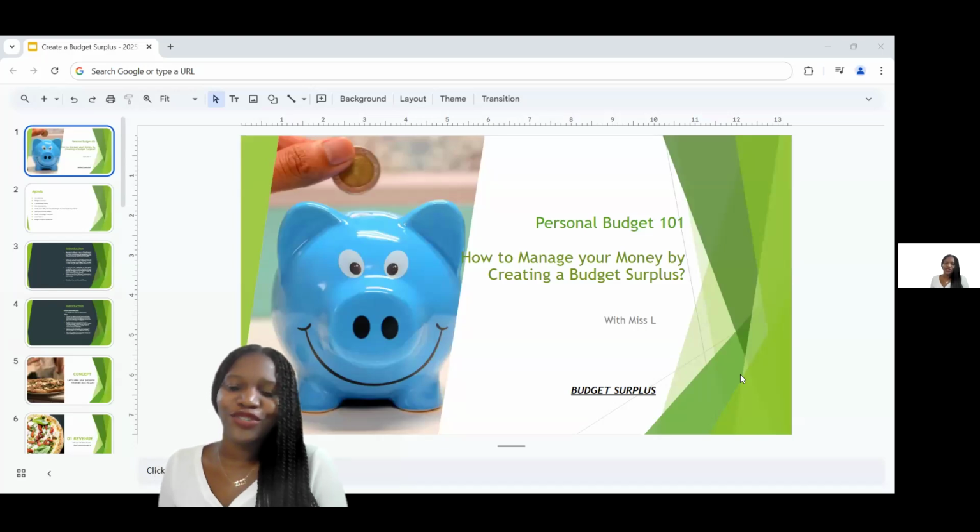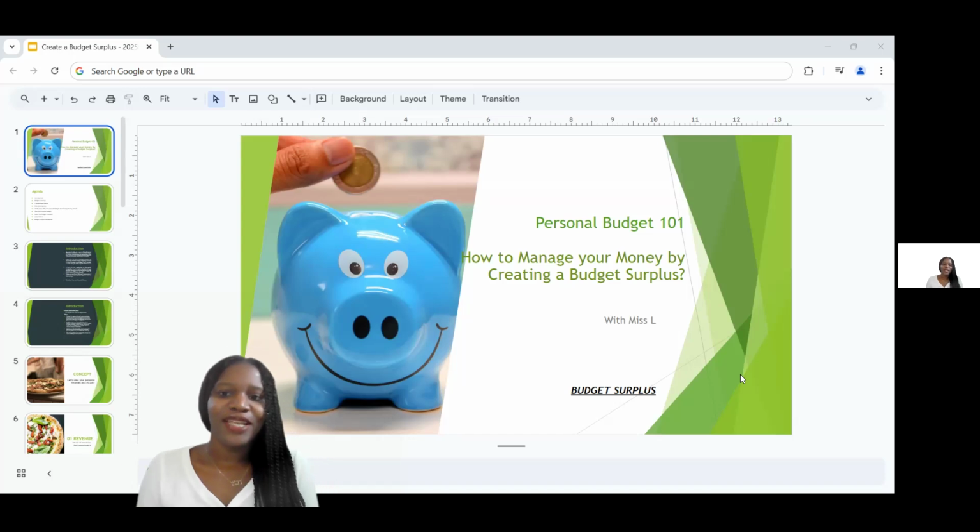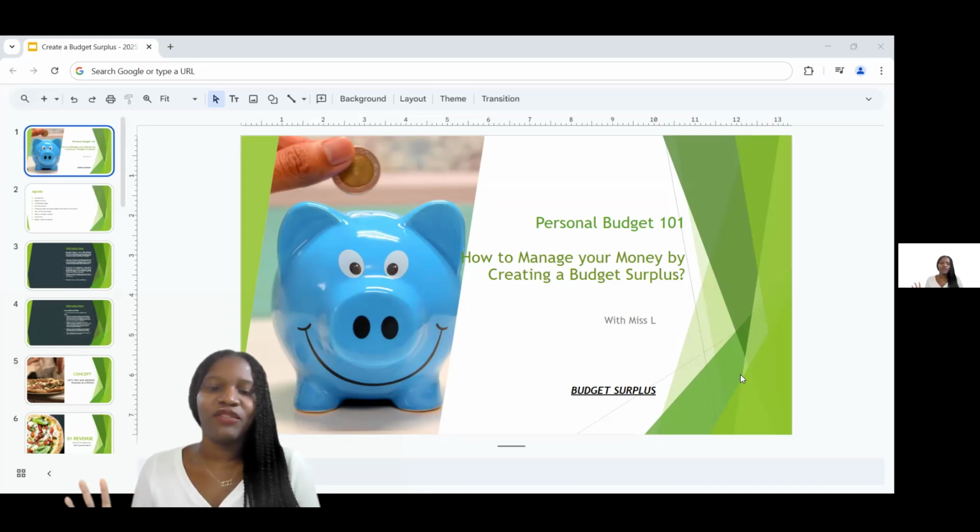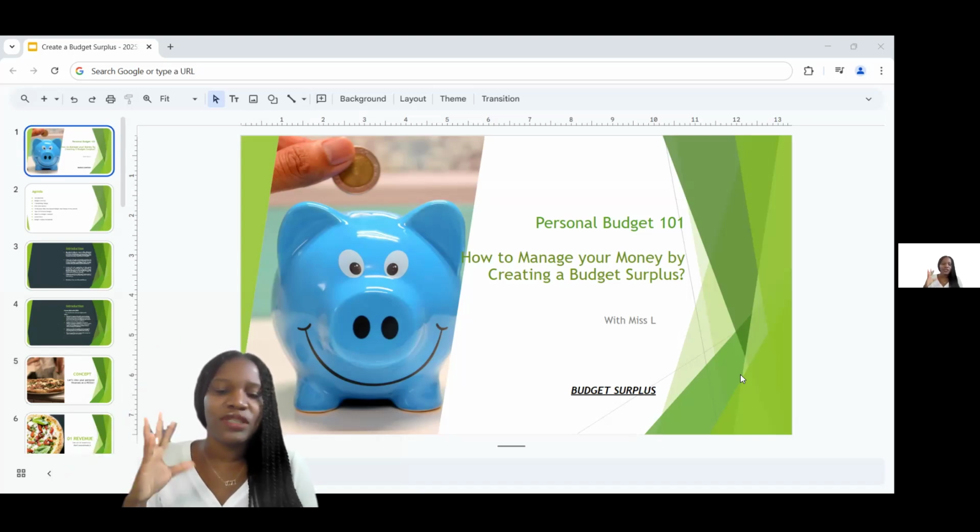Today I want to talk to you about your personal budget 101, so how to manage your money by creating a budget surplus. I created this training so that I can go quick and give you some tips on how to create a budget surplus. Now that we need to have money coming into our bank account, we need money for expenses. The cost of life is going really high, so we need to find a way that we are still creating a surplus for ourselves.